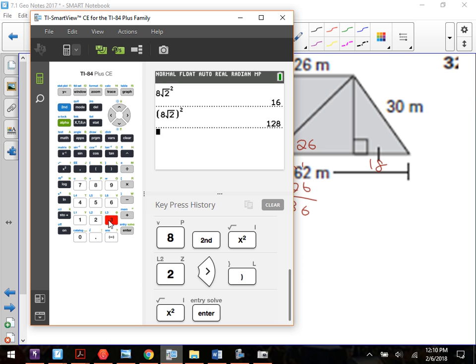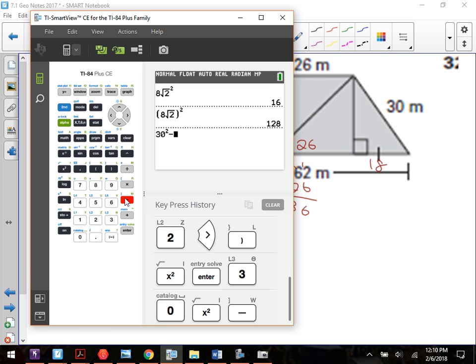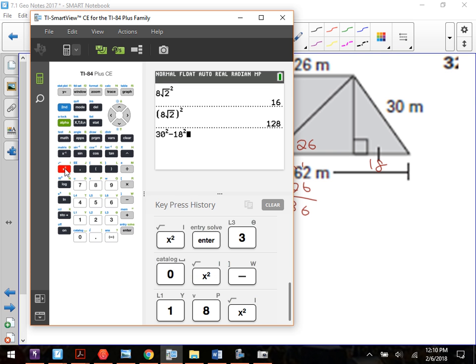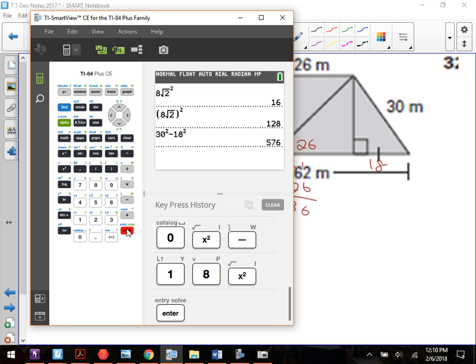So you can type in the calculator, 30 squared, subtract 18 squared. Then take the square root. You guys know how to take the square root of your answer? Have you done that yet? So if you have that and you typed it in, you get 576. And you know that you have to take the square root of it. Just hit the square root of your answer.